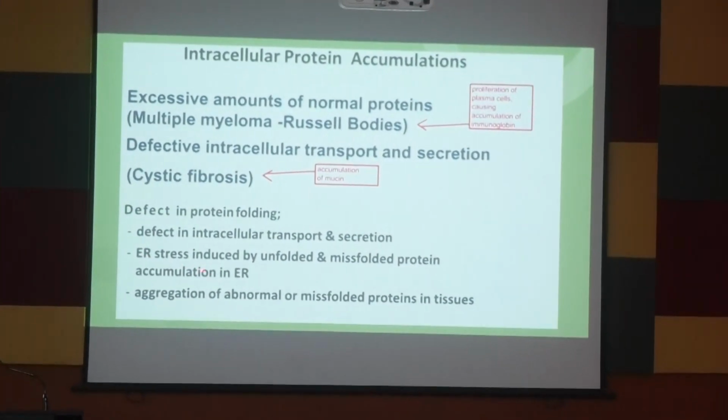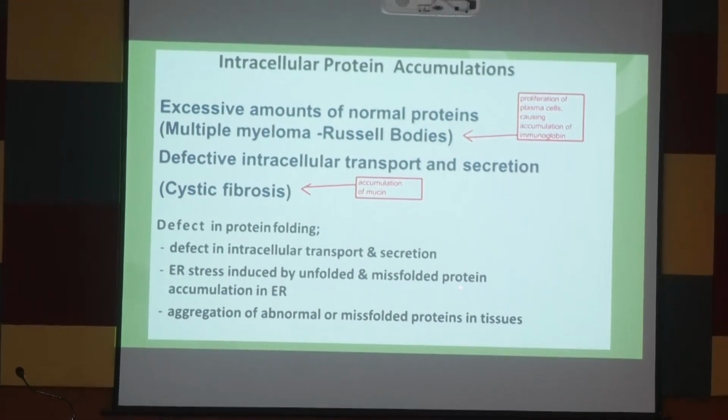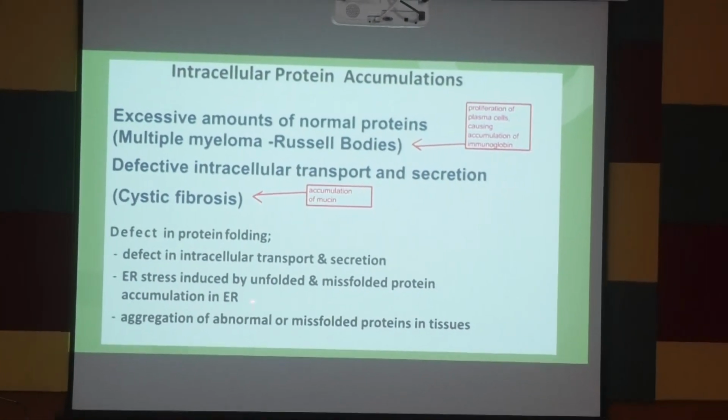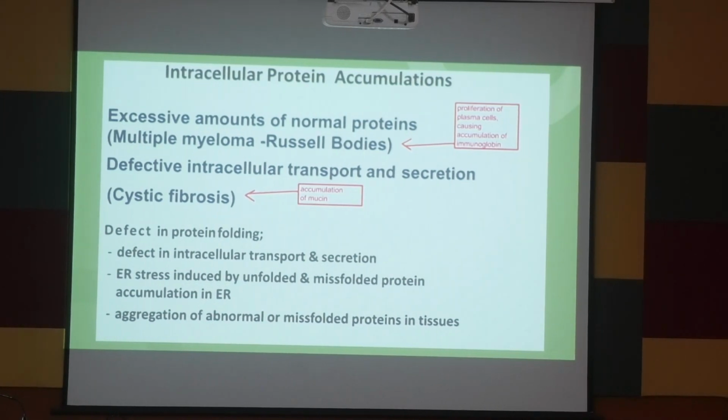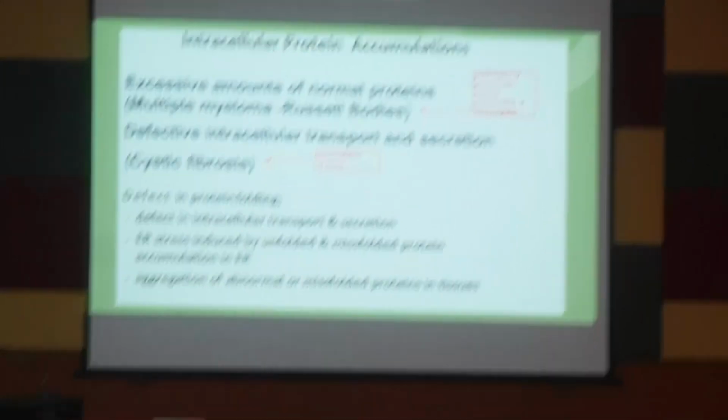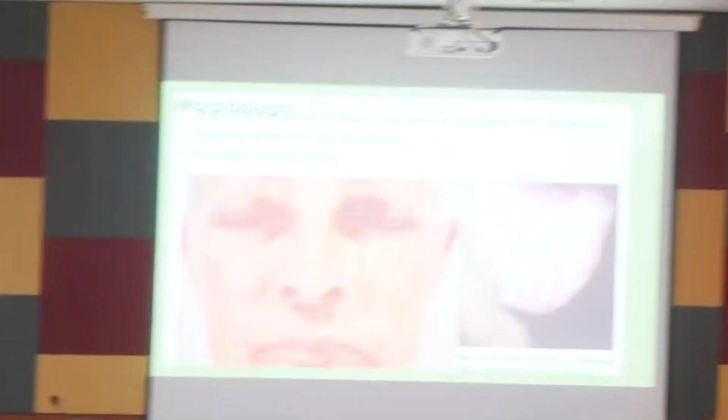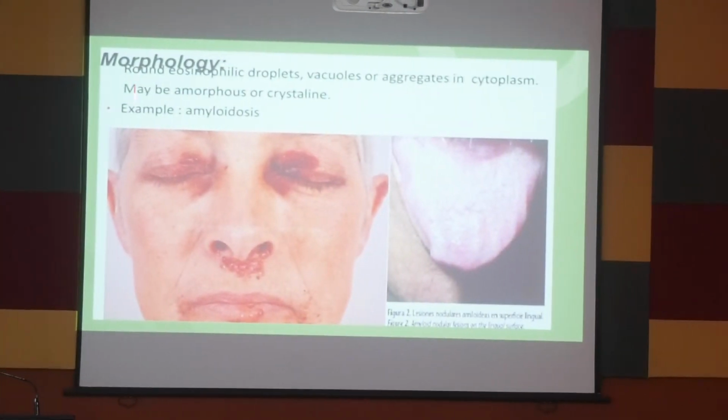endoplasmic reticular stress induced by unfolded and misfolded protein and accumulation in the endoplasmic reticulum. So ER stress, a short note, very important. Okay, so ER stress is the main thing to cause intracellular accumulation of protein, aggregation of abnormal and misfolded proteins in tissue in cystic fibrosis. So this is an amyloidosis picture.